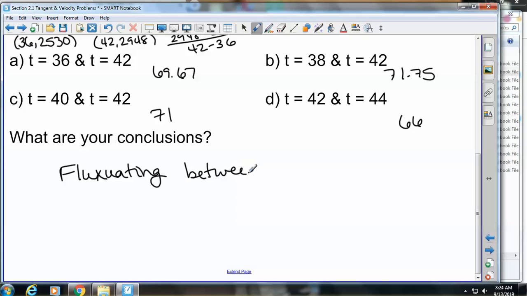between 66 and 71.75 beats per minute. Okay, there was no obvious pattern there. It wasn't like the one that we did before where the numbers just kept getting closer to 2.